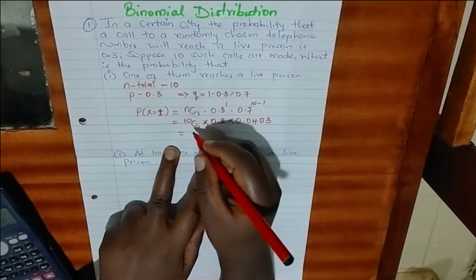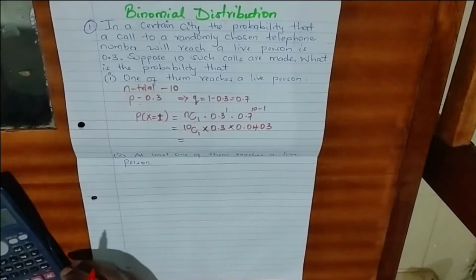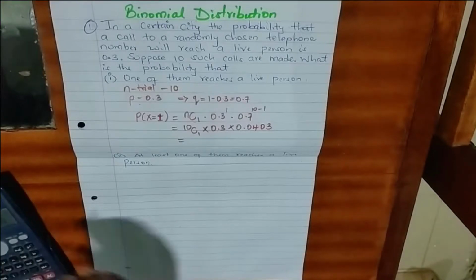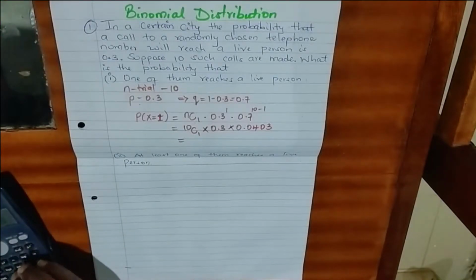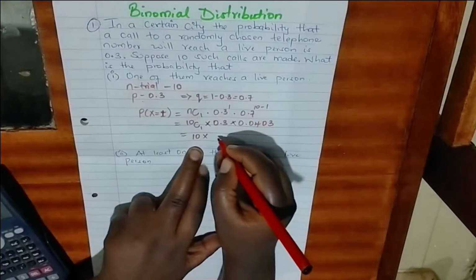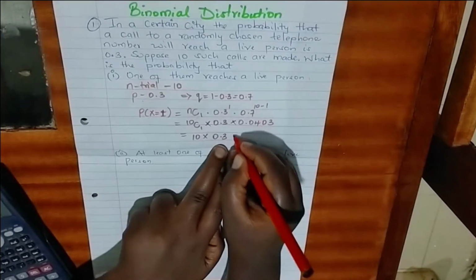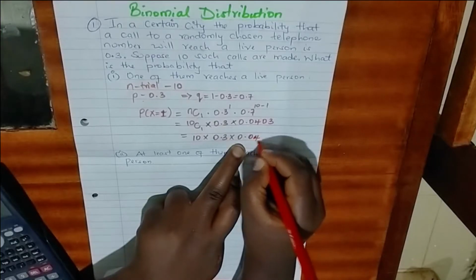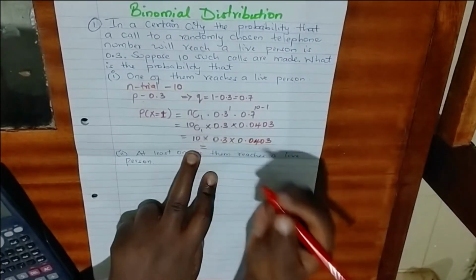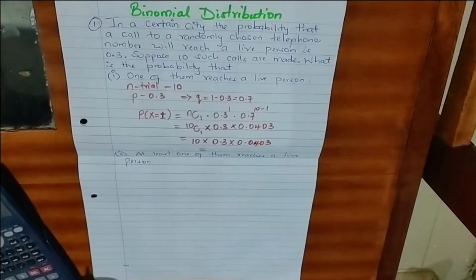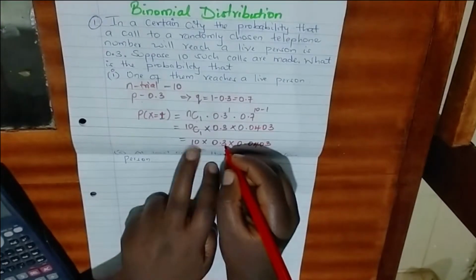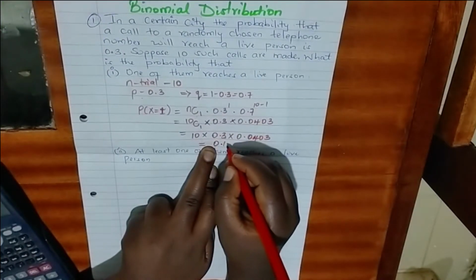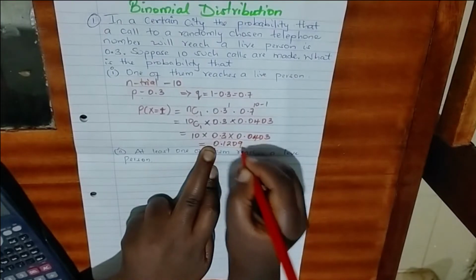So finally, 10 combination 1 is 10, multiplied by 0.3, multiplied by 0.0403, and eventually the probability of reaching exactly one person will be 0.1209.